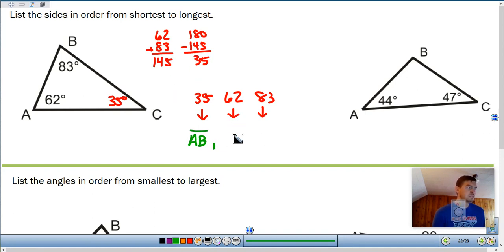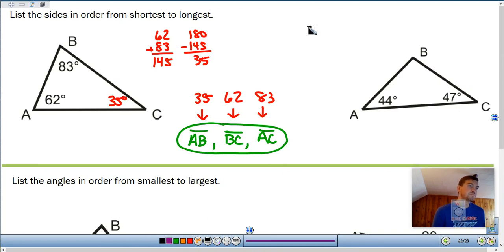Then across from 62 is side BC. And then across from 83 is AC. Over here, we're going to do the exact same thing, just some different numbers. 44 and 47 is 91. 180 minus 91 is 89. So this is an 89 degree angle.